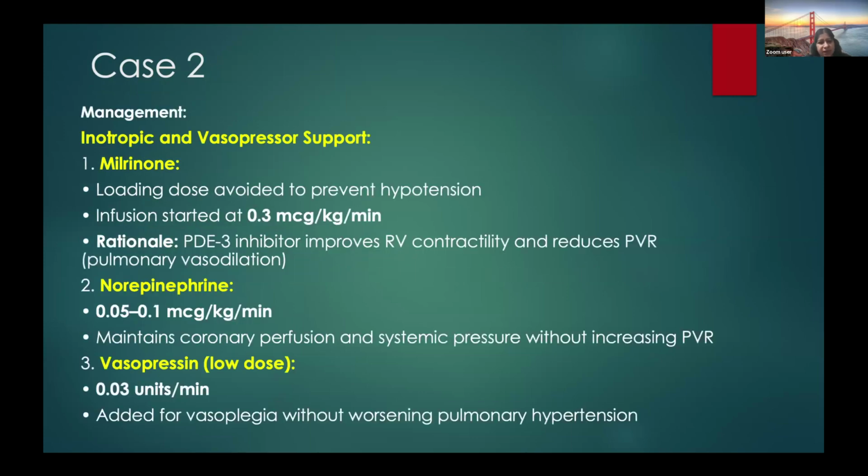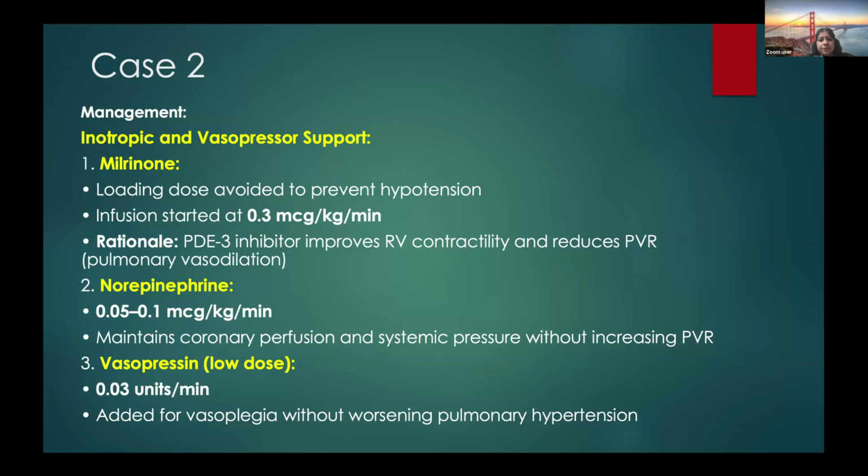So how can we manage this case? As Rishmi has taught us, we can use milrinone; we have to use inotropic and vasopressor support for the patient. Because the patient already has hypotension, we can avoid the loading dose and start the maintenance infusion first. Usually we start milrinone at a dose of 0.3 mcg per kg per minute.